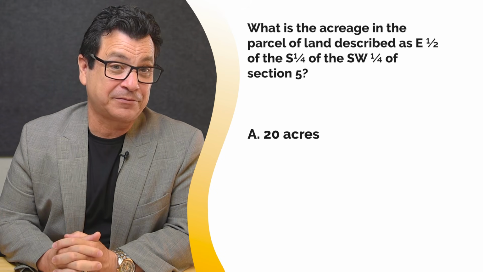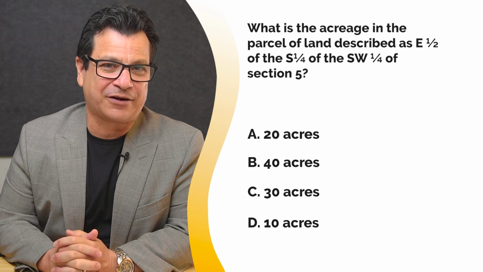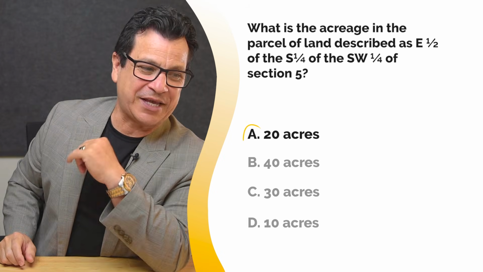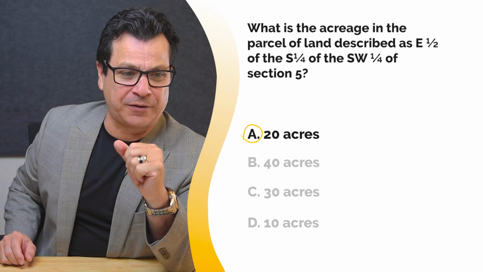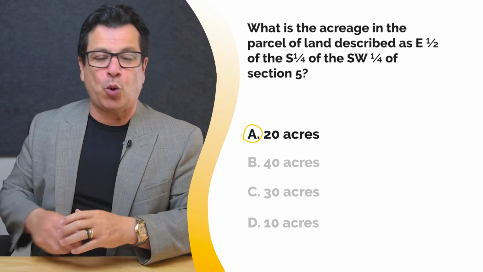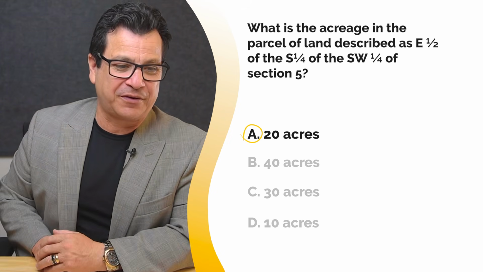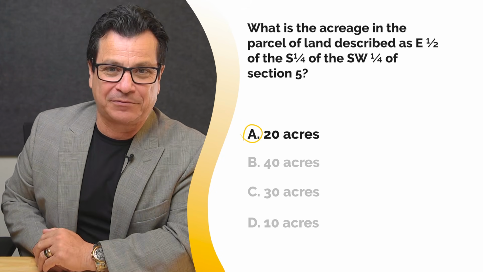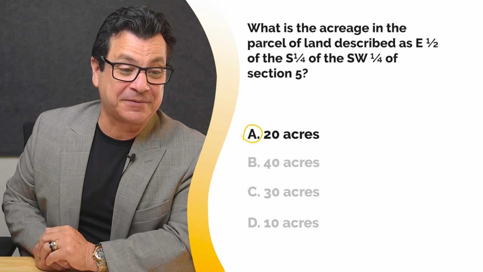20 acres, 40 acres, 30 acres, or 10 acres? The answer is 20 acres. Now, why is it 20 acres? Let's go straight to the explanation and go through this nice and slow. In order to calculate the acreage in this question, you must complete the following steps. Step 1, we know section 5 equals 640 acres. Got it? Step 2, the first thing they're asking us to provide is the east 1/2. So we want 1/2 of this section. 1/2. Well, 1/2 of 640 is what?